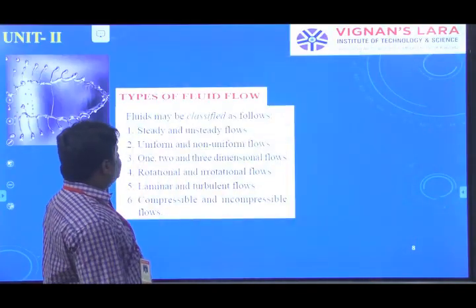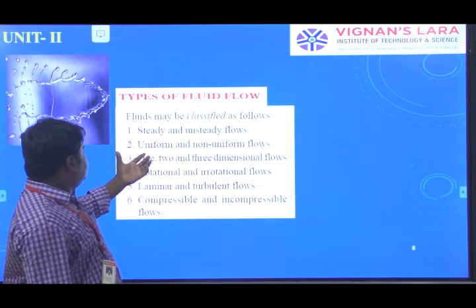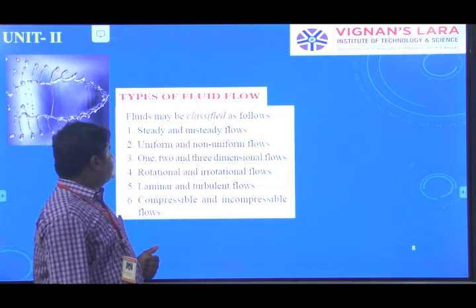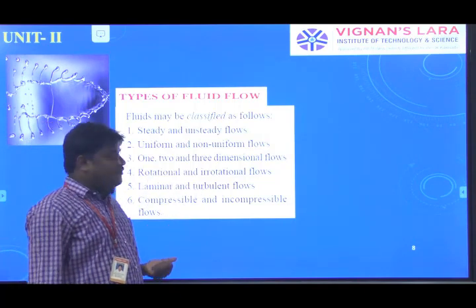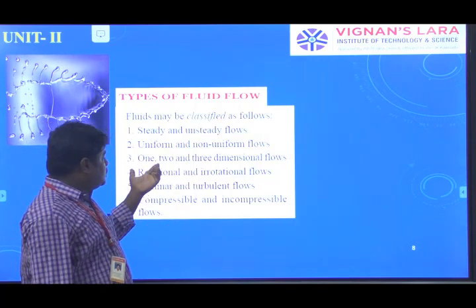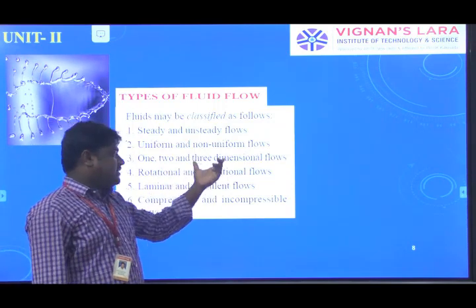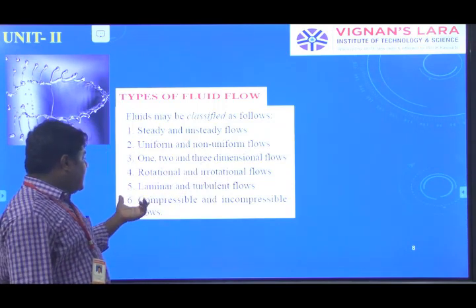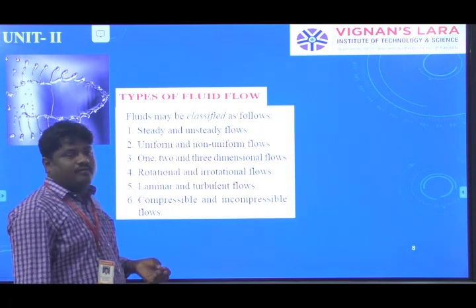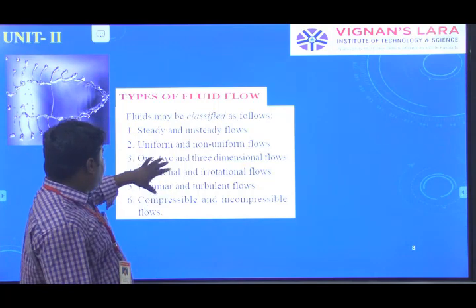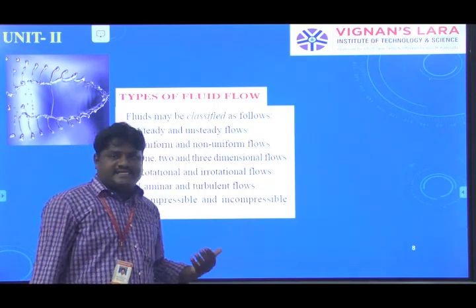And coming to the types of fluid flows. The types of fluid flow are, first, steady and unsteady flows. Second one is uniform and non-uniform flows. Third one is 1, 2 and 3 dimensional flow. Fourth one is rotational and irrotational flow. Fifth one is laminar and turbulent flow. Sixth one is compressible and incompressible flow. So we know that there are 6 types of fluid flows. I want to discuss them in this class.